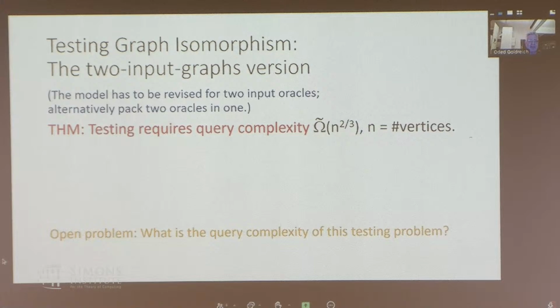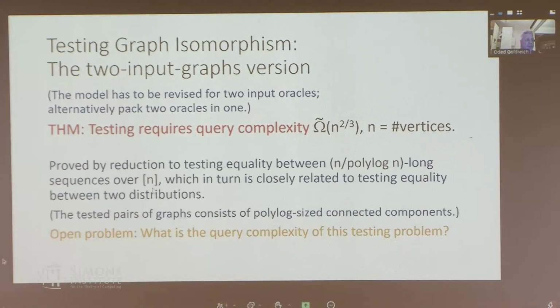And the answer is that I don't know, but I know a lower bound, which is Ω̃(n^(2/3)). So basically, you cannot do it in complexity which is independent of n, which is not very surprising, but you cannot even do it anywhere better than n to the 2/3. It may be that the right result is basically Ω̃(n). I don't know, and I think it's an interesting open question of what is the query complexity of this problem.